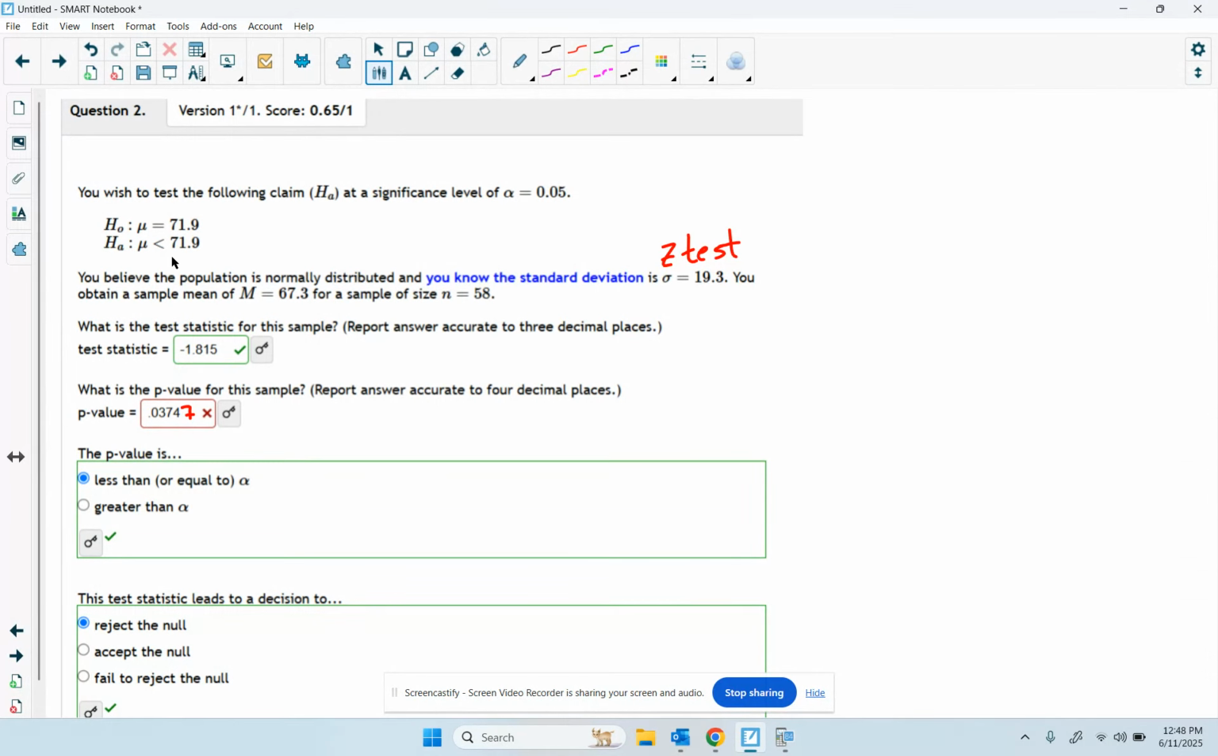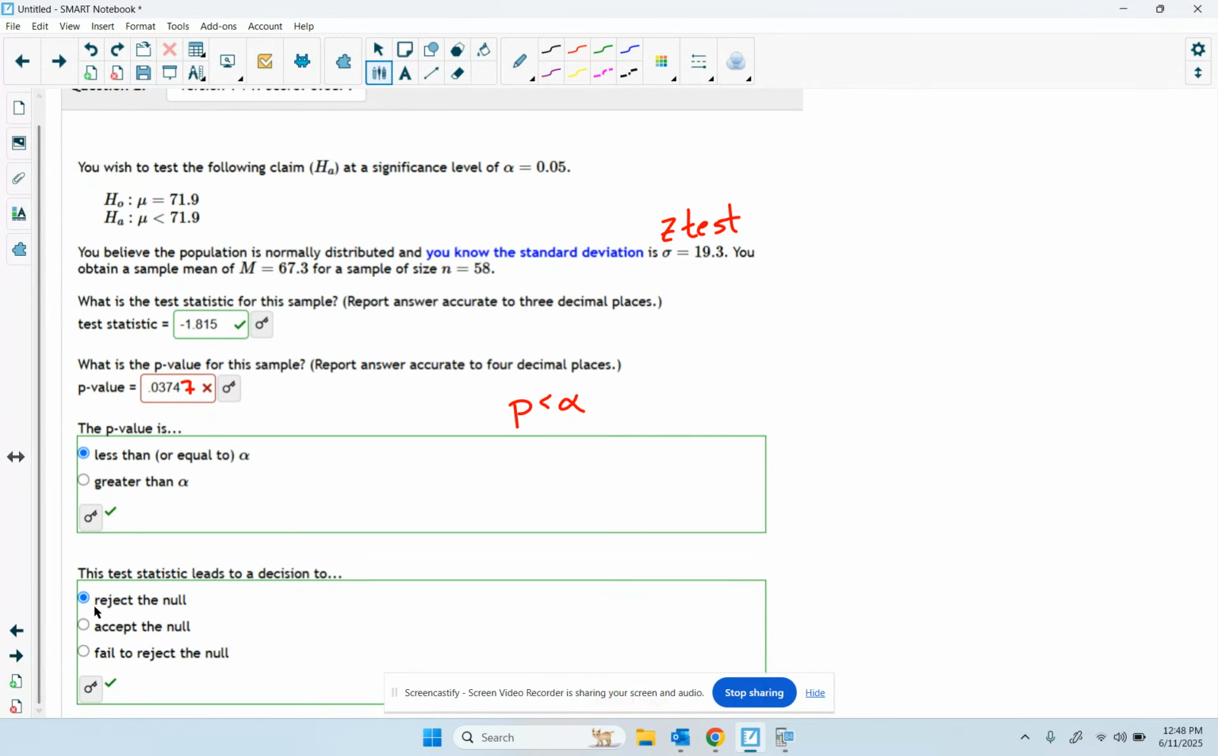So whatever we're talking about here, the chances that we would get something like this, whoops, that's a horrible circle job. The chances we would get this output, if this null was true, is 3.7%. So then we always compare this p-value to alpha. Since our p-value is less than 0.5, p is less than alpha, that means that we can reject the null. It's so unlikely that the null hypothesis is probably not true. So we reject the null.